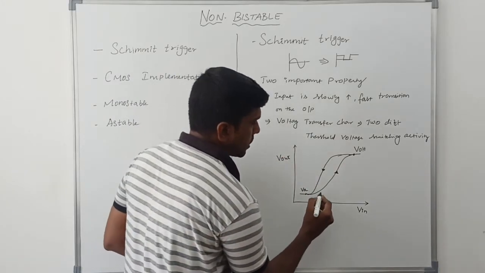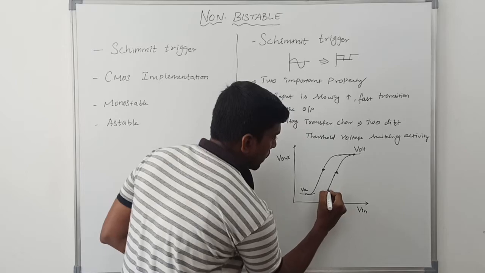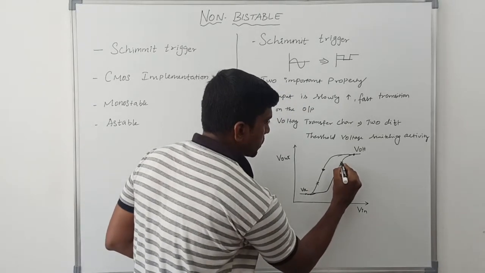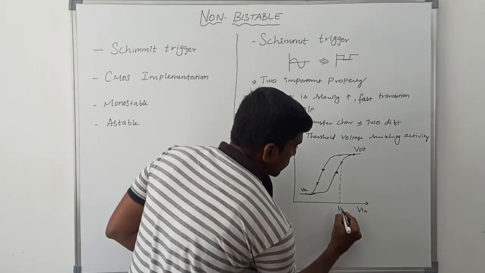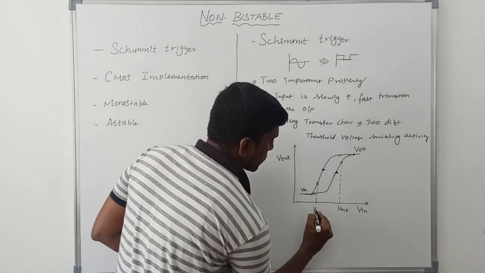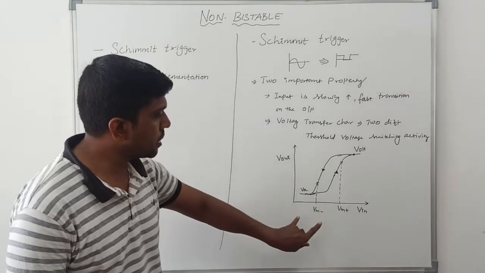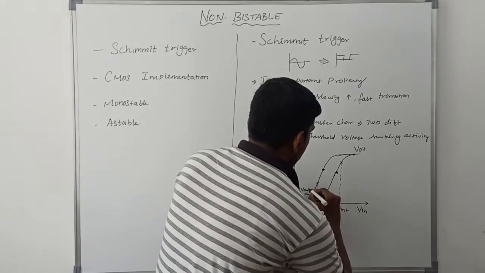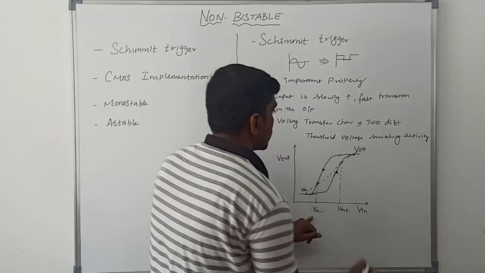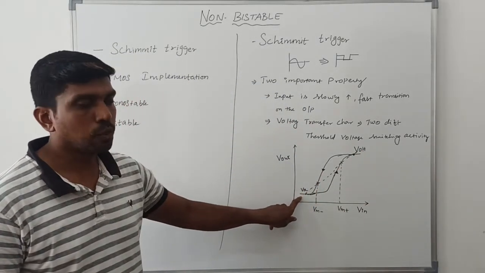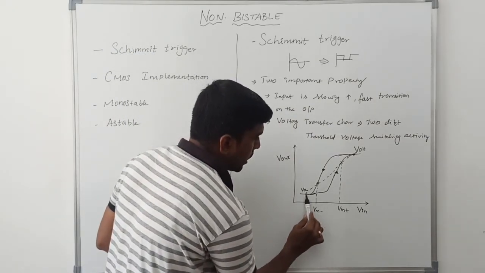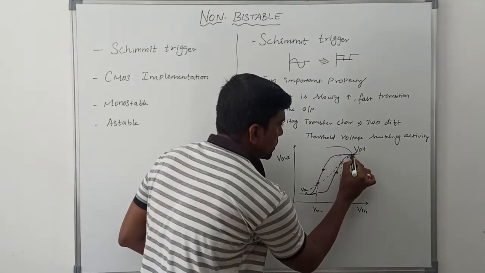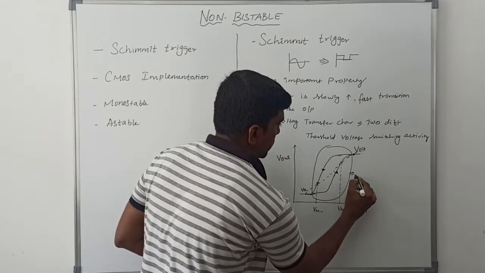In this voltage transfer characteristics, it has two threshold switching voltages. This one is called Vm plus, this one is called Vm minus. So VOH is the output voltage high and VOL the output voltage low. Here the voltage is transferred from minimum to maximum voltage and from maximum to minimum voltage. This particular region is called hysteresis.